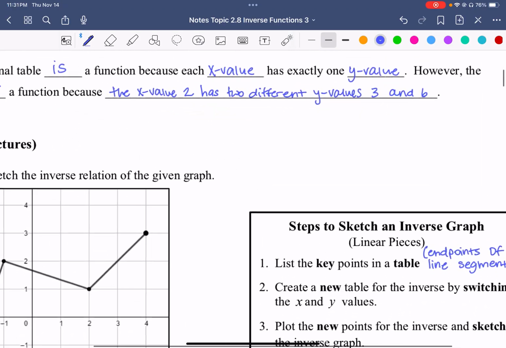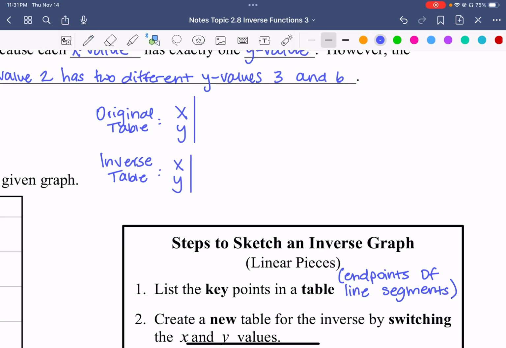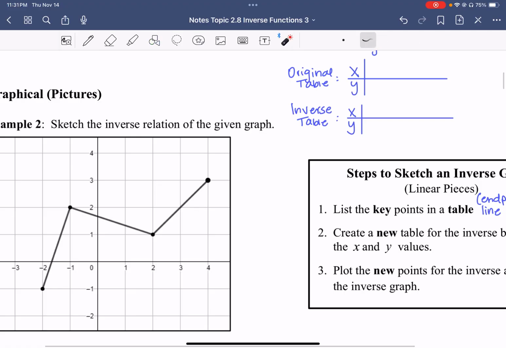Okay, so I'm going to put the tables over here. So I'm going to put the original table, and then we'll do the inverse table. And for both, I'm going to have x and y values. Okay, so to fill in my original table, I just need to get the endpoints from each line segment. So these are endpoints, these are endpoints, and these are endpoints.